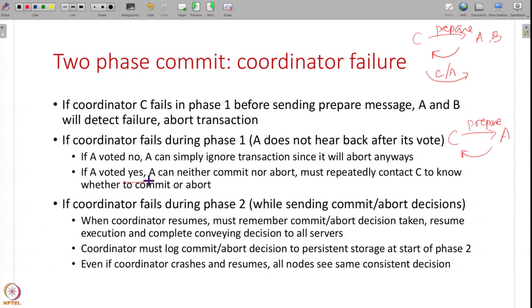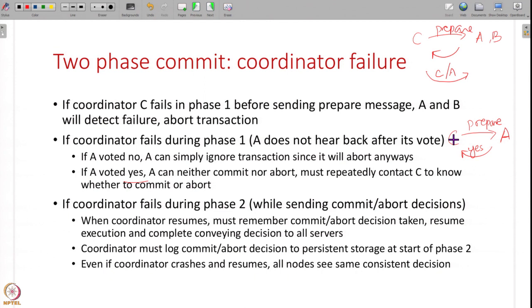Now, what if A voted yes? The coordinator asked, are you ready, and A said yes, and now the coordinator has failed. Okay. Now, what should A do? It cannot simply forget about the transaction. What if the transaction is going on? What if somehow A is not connected to the network, and is not understanding what everybody else is doing in the transaction? I voted yes, so it is my responsibility to complete the transaction. So, in such cases A cannot just ignore it, and it cannot go ahead and commit or abort either. Why? Because maybe somebody else voted no, and the coordinator is down, it is not telling me what to do.